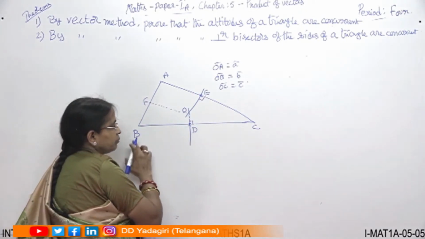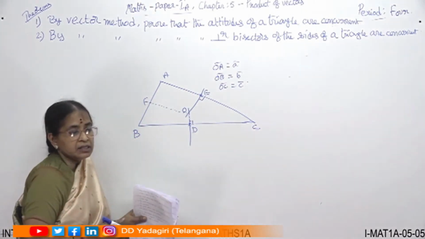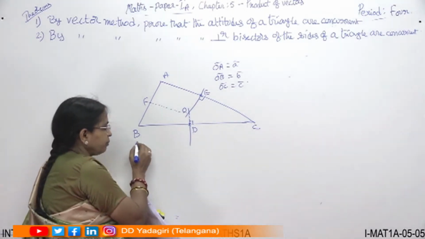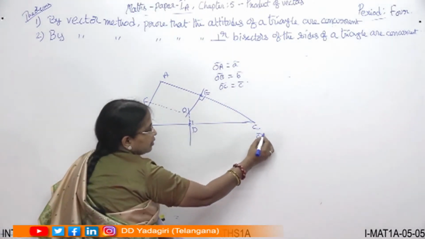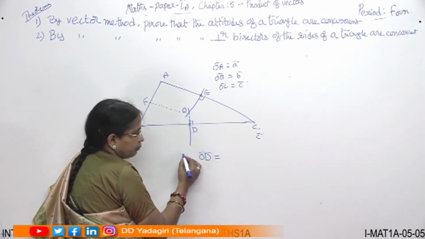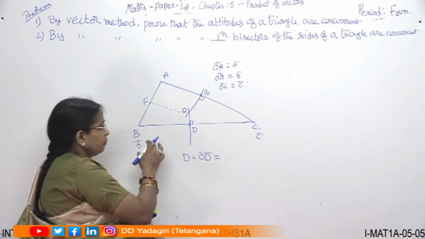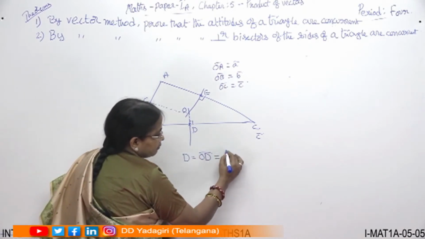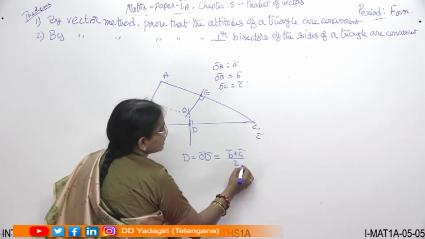D is nothing but the midpoint of BC. B point is B, C point is C. So what is the position vector of D? That is OD. By the midpoint formula, it is B plus C by 2.